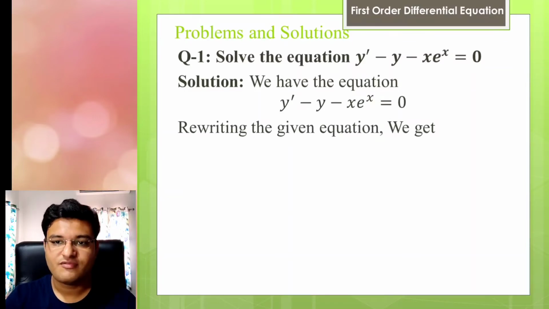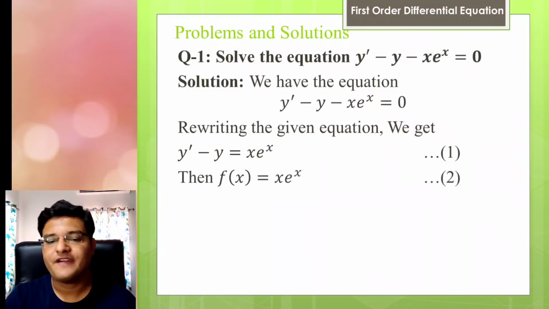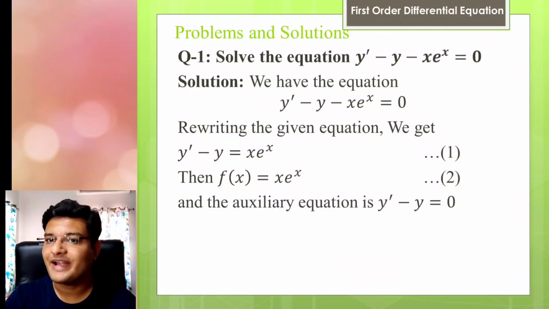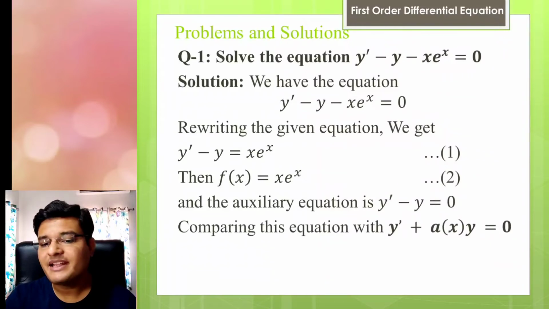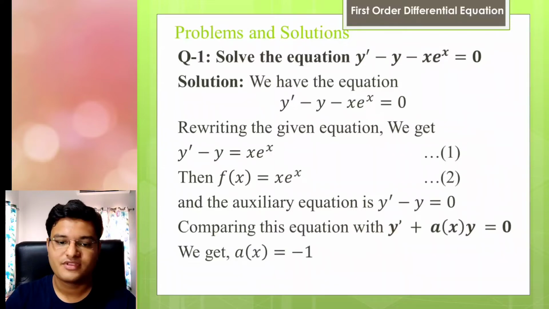Rewriting the equation, we get y' - y = x e^x. Name that equation 1. Then f(x) = x e^x. Name that equation 2, because we are comparing equation 1 with the standard equation. And the auxiliary equation is y' - y = 0, which is going to help us. Comparing the equation with y' + a(x) y = 0, we get a(x) = -1.